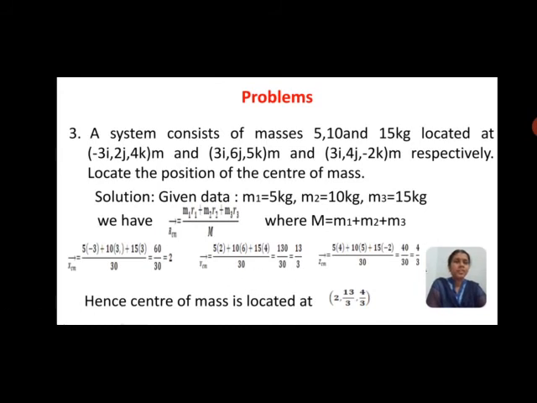Similarly, write down for the z-axis. What is that? Again m1, here m1 is a 5. r1 is how much? 4 is here. Here substitute 4. Again m2 is the 10. For again the r2, what is that? 5. Substitute 5. Plus m3 is 15. Substitute again the r3, what is that? Minus 2 is there. Substitute minus 2. Again do the calculation. You will get 40 divided by 30. That is 4 by 3.